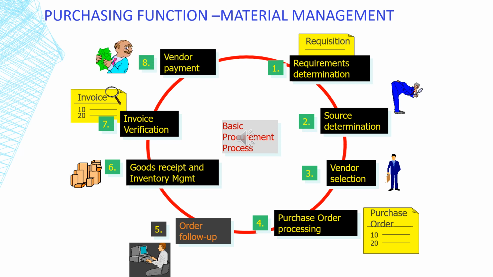Now let's look at the purchasing function. The purchasing function starts with requirement determination, then source determination, vendor selection, purchase order processing, follow-up with the vendor, goods receipt and inventory management, invoice verification, and vendor payment. So that's the basic procurement cycle that is followed by any purchasing department.